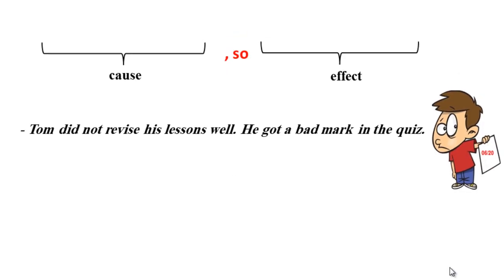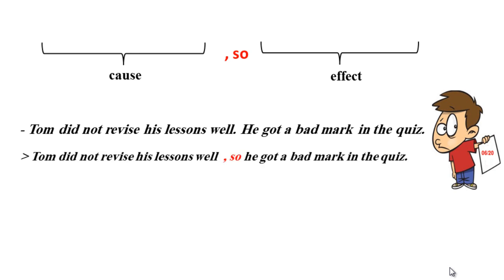So let us combine these two sentences in one sentence using this linking word. Before doing so, we have again to identify the cause and the effect. Tom didn't revise his lessons well is the cause. He got a bad mark in the quiz is the effect. So the cause should go before so, and the effect should go after it. So the answer is: Tom didn't revise his lessons well, comma, so he got a bad mark in the quiz.